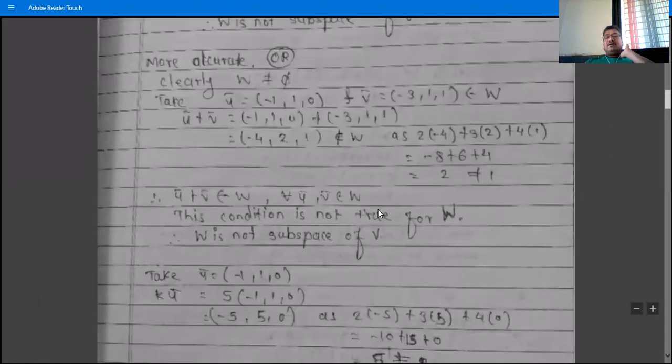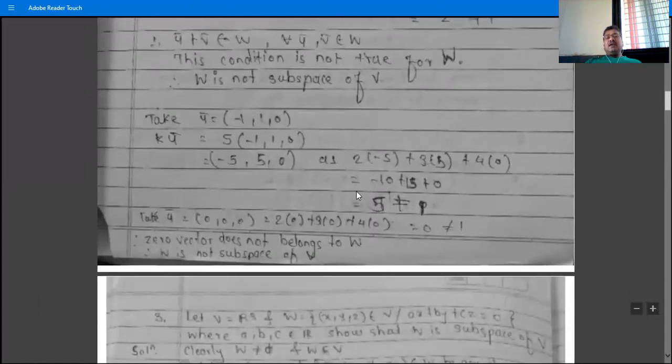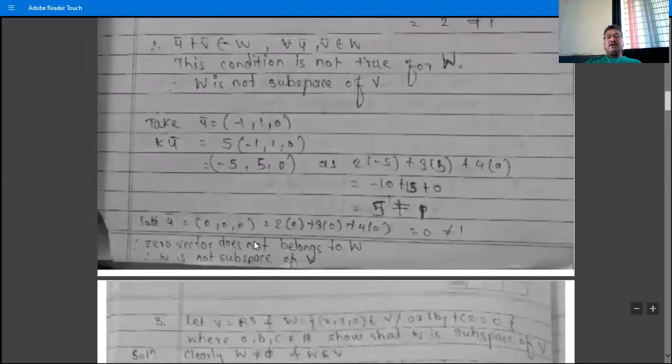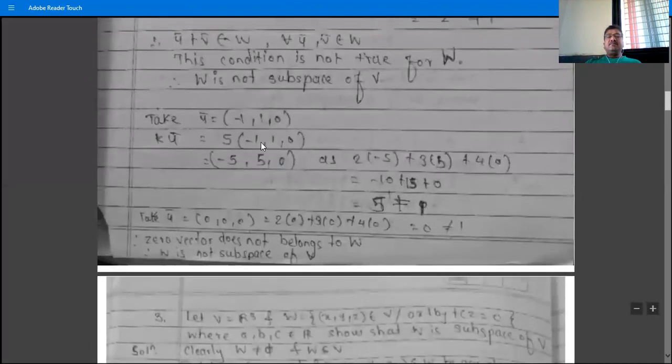So we have to write a counter example for any one condition, right? Write this example as a counter example: U bar as (-1, 1, 0) and take K as 5. So 5 into (-1, 1, 0) is (-5, 5, 0). And this is not an element of W because it does not satisfy this condition. And therefore, we can say that W is not a subspace of V.